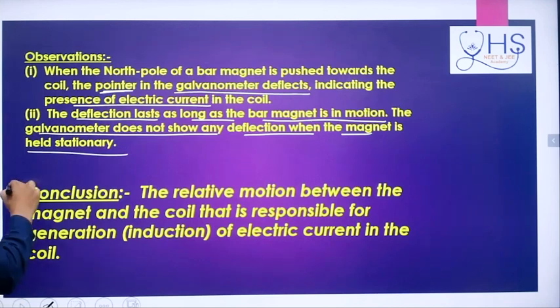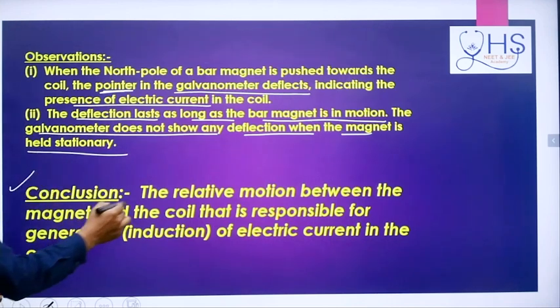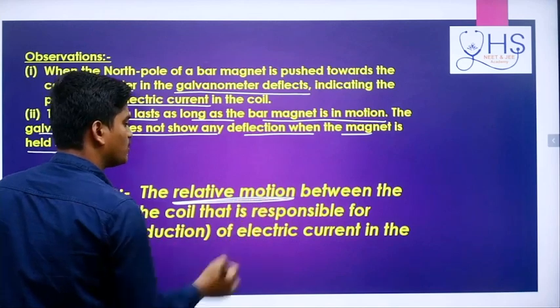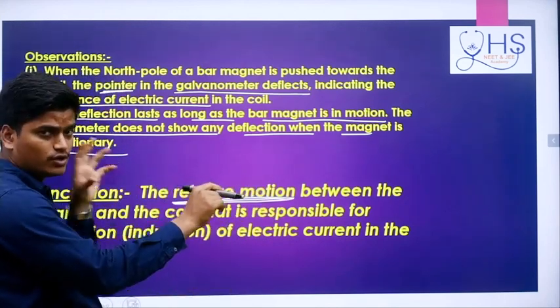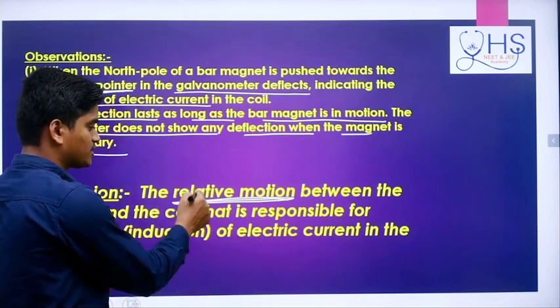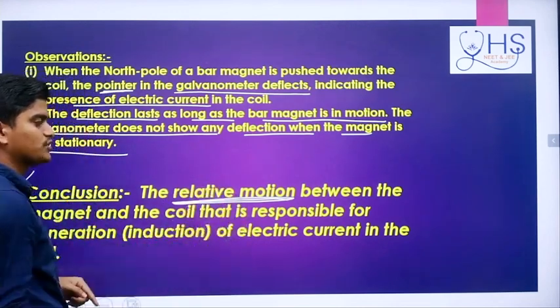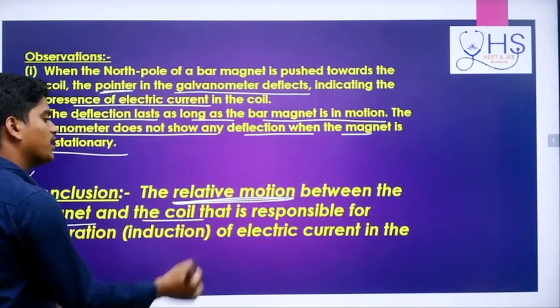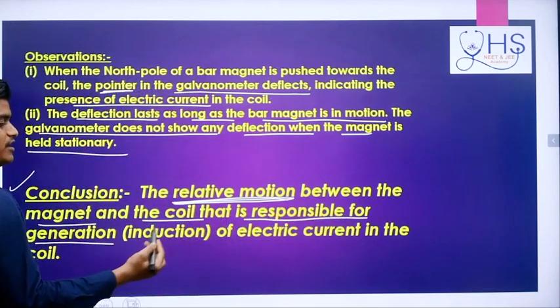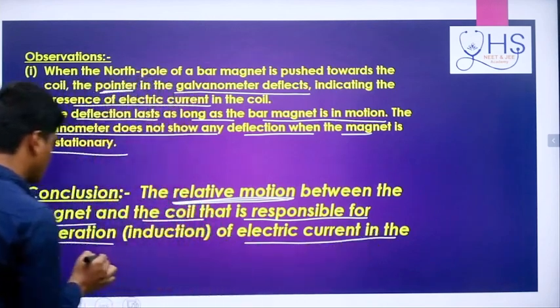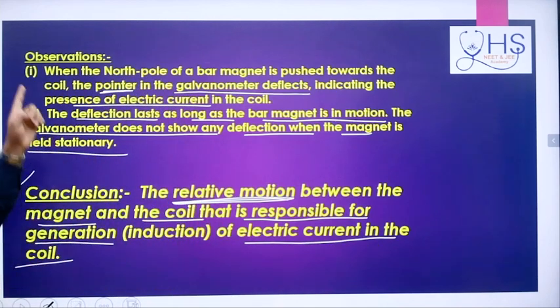So what is the conclusion you are saying here? The relative motion, that is what I told: either take the magnet towards the coil or take the coil towards the magnet, the same thing will happen. So that's why the words we are using here are relative motion between the magnet and the coil, that is responsible for the generation or induction of electric current in the coil. So two observations and one conclusion you write for this particular experiment.